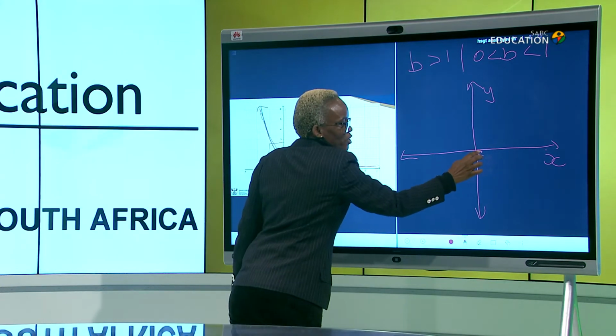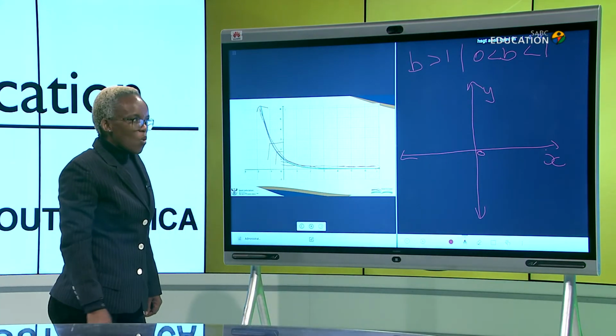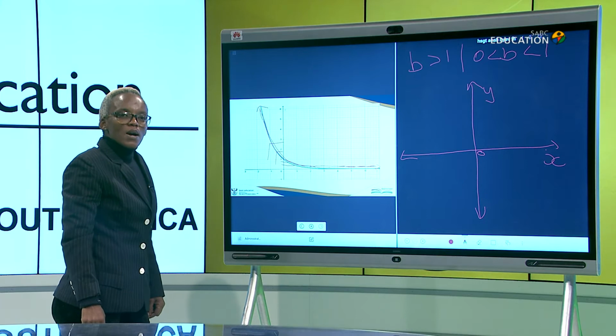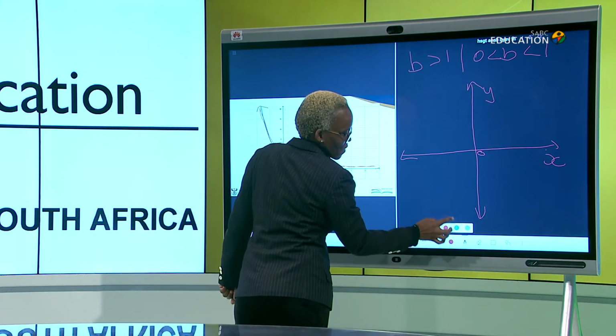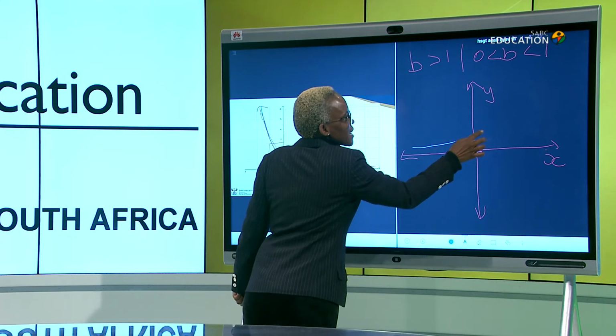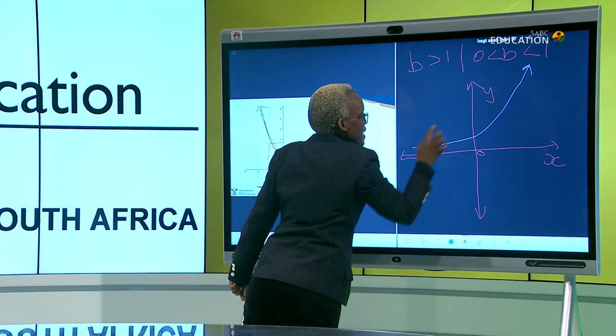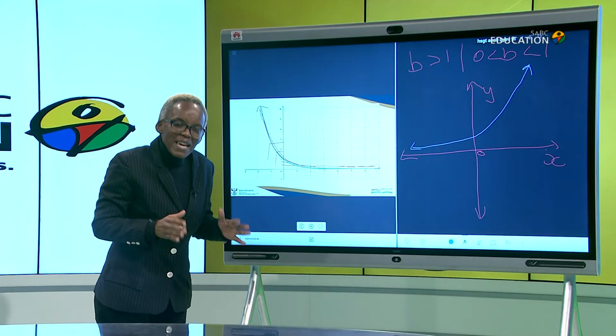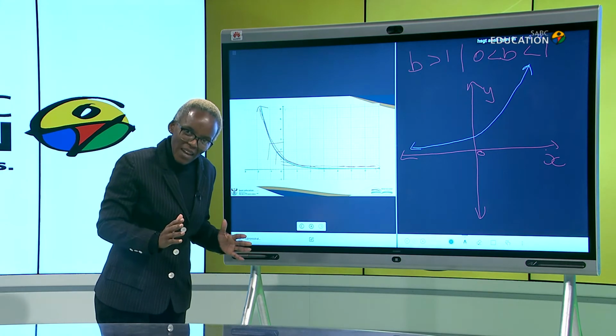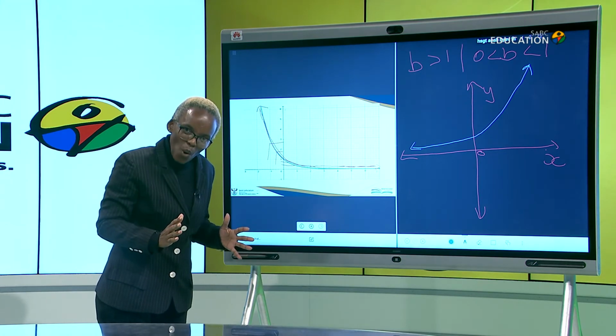This is our origin. Now, b greater than 1 is an increasing function. It increases without bound as x approaches infinity. It's a smooth graph, and it's a curve. It does not turn, so it does not have a turning point.